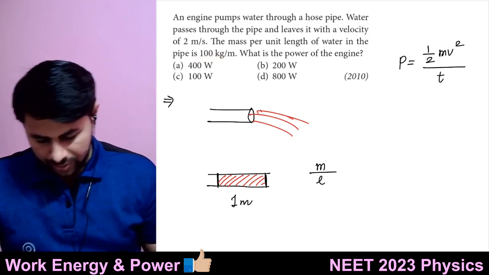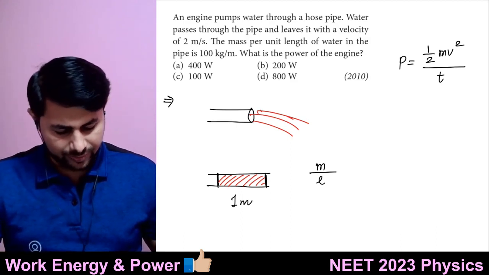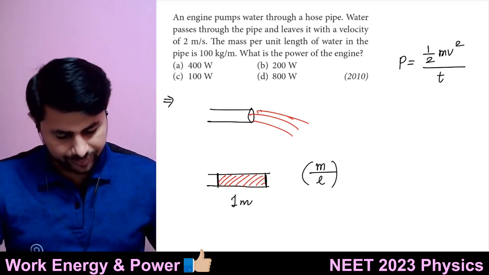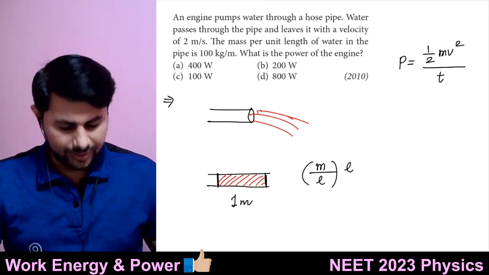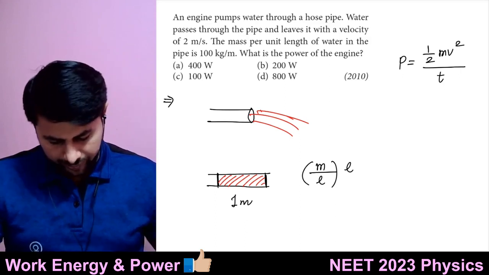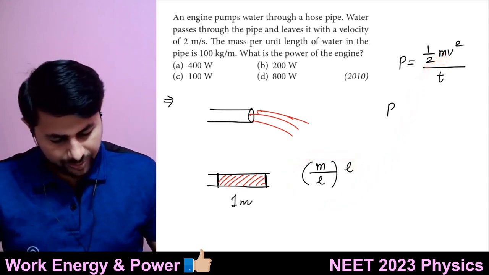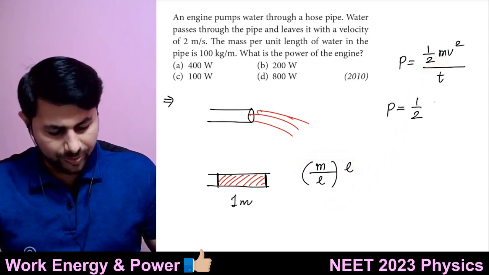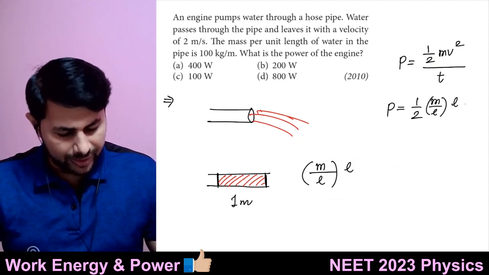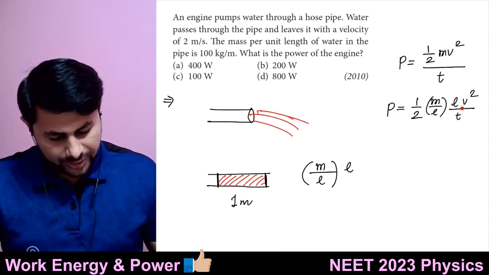So m upon L is given, and m upon L multiplied by L will give us the mass. We can put it over here. So we get power equals half of m upon L, mass per unit length, multiplied by L into v square upon T. And what is L upon T?